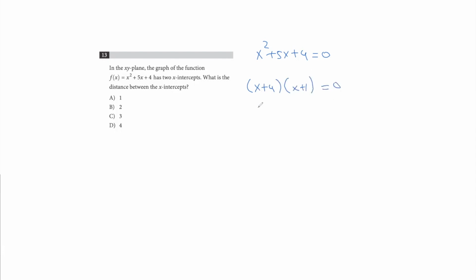So one of the roots is equal to minus 4, and another one is equal to minus 1. The distance between minus 1 and minus 4 is 3 units.